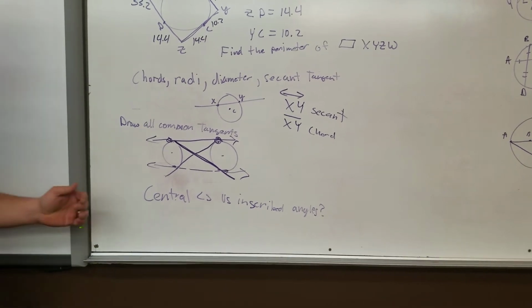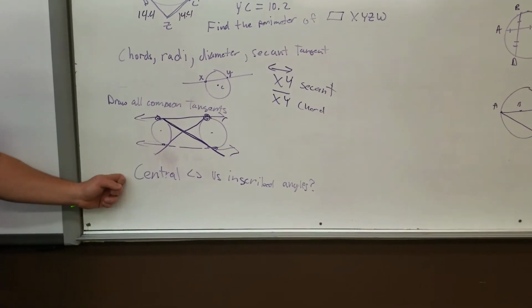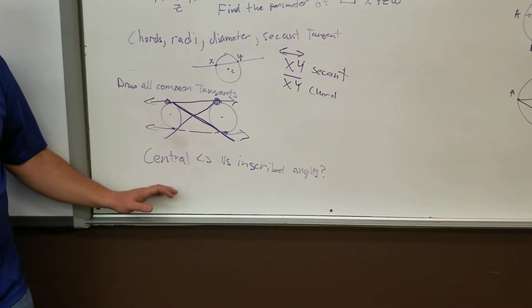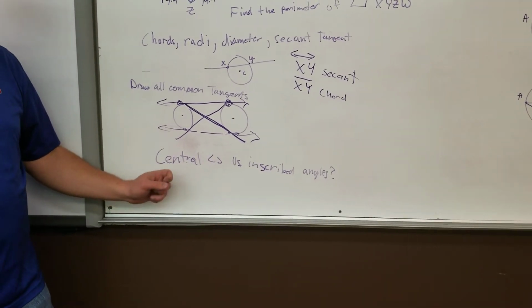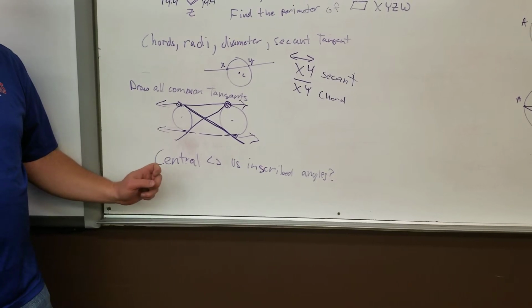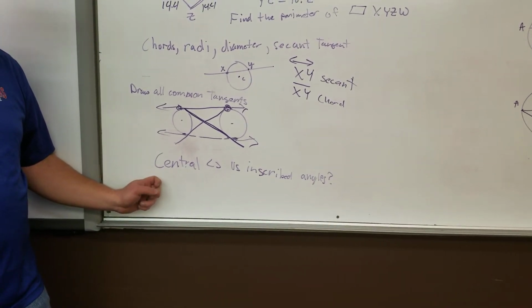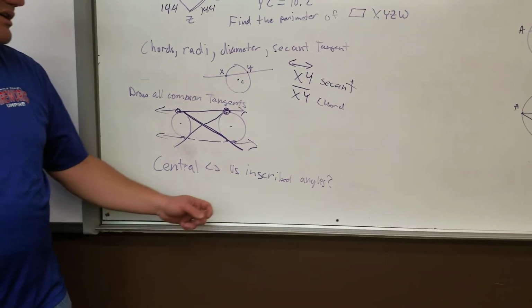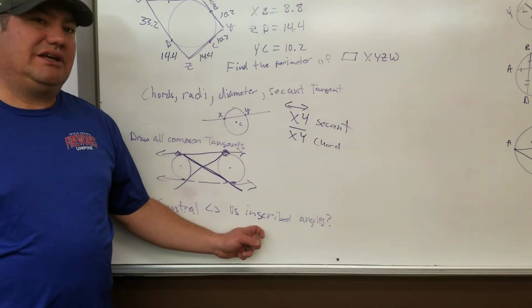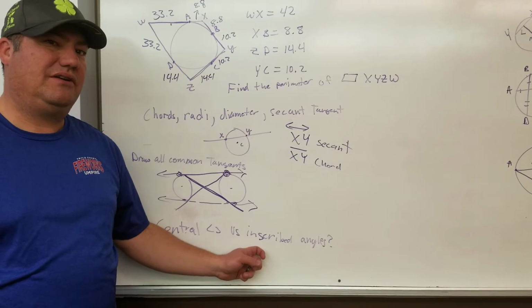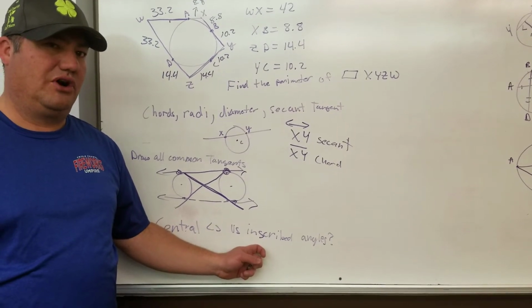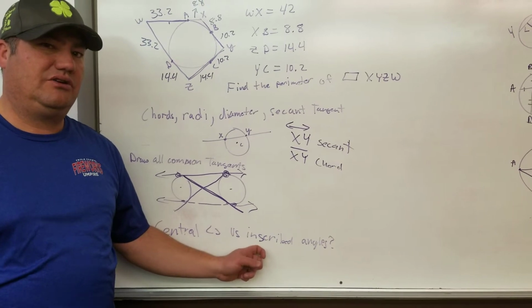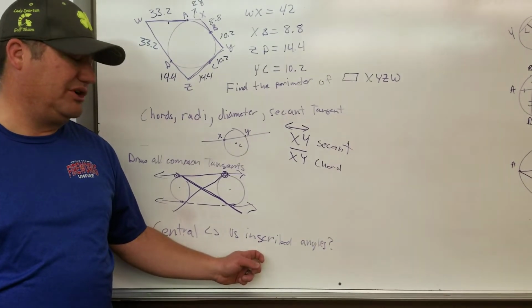All right, the next one we're going to do is central angles versus inscribed angles. What is the difference between the measure of the angle and the measure of the arc? The central angle is equal to, or congruent to, the measure of the arc. Exactly the same. An inscribed angle is going to be half the measure of the arc, or twice the inscribed angle will equal the measure of the arc. Twice the inscribed angle is equal to the measure of the arc.